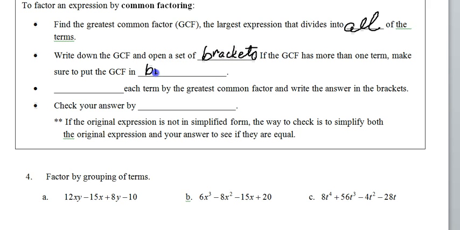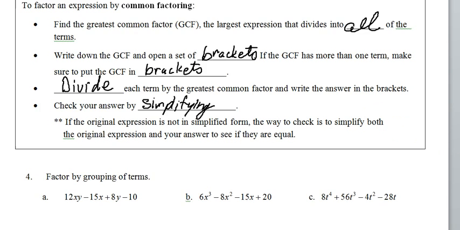So we saw in those last two examples how the greatest common factor was a binomial common factor, had more than one term, so it was in brackets. Divide each term by the greatest common factor and write the answer in the brackets. Check your answer by simplifying. If we want to check any of these, we can check simply by multiplying them back out. Now note, if the original expression is not in simplified form, the way to check would be to simplify both the original expression and your answer to see if they are equal.